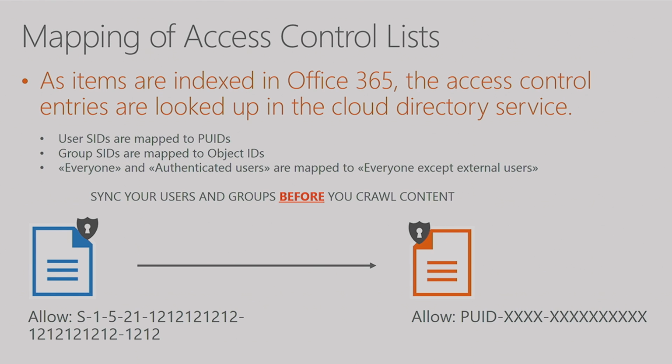When it hits the search content service, sorry, the service does a lookup into Azure AD, looking for the matching ACL, or the matching users and groups that are contained within that ACL. If those users have not yet been synchronized to Office 365, that item gets rejected.